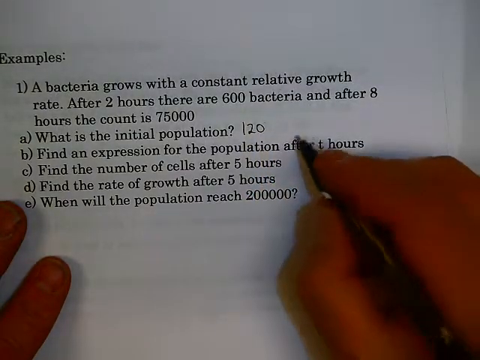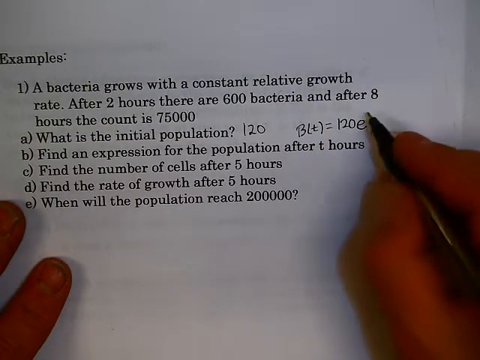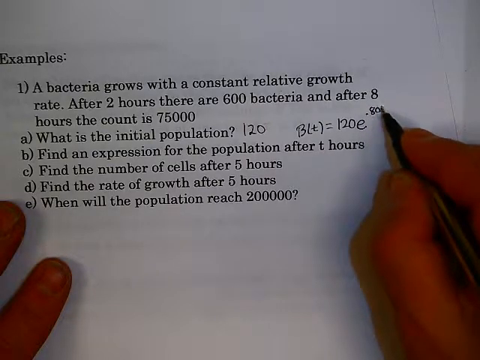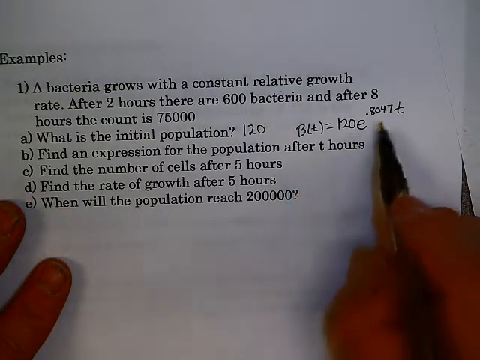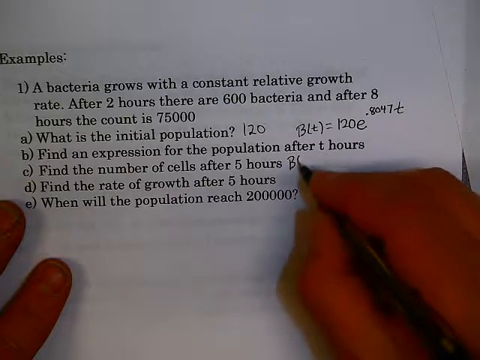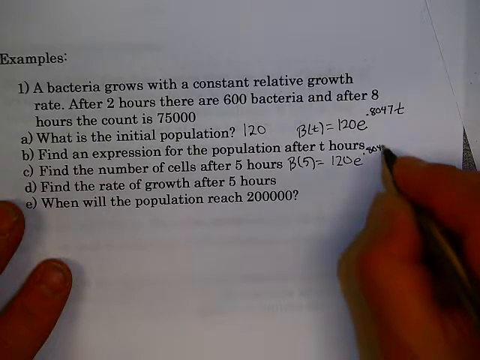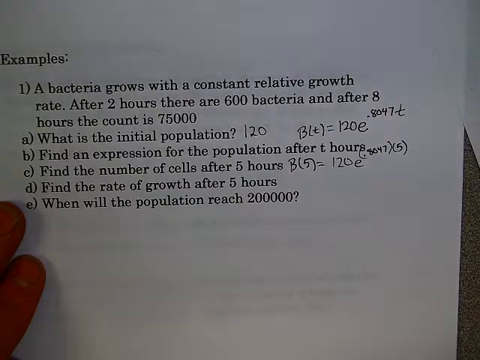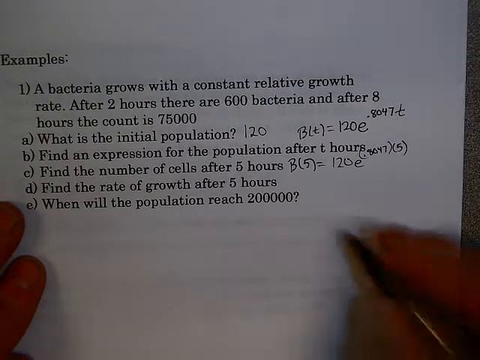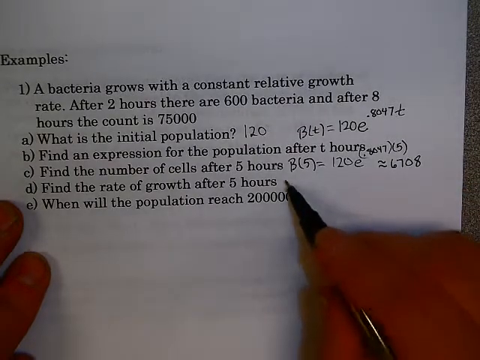An expression for the population after t hours would be B(t) equals 120 e to the 0.8047t, which is the k value I used. So now, find the number of cells after 5 hours. Let's just plug in 5 for t. If I do that, I get approximately 6,708.